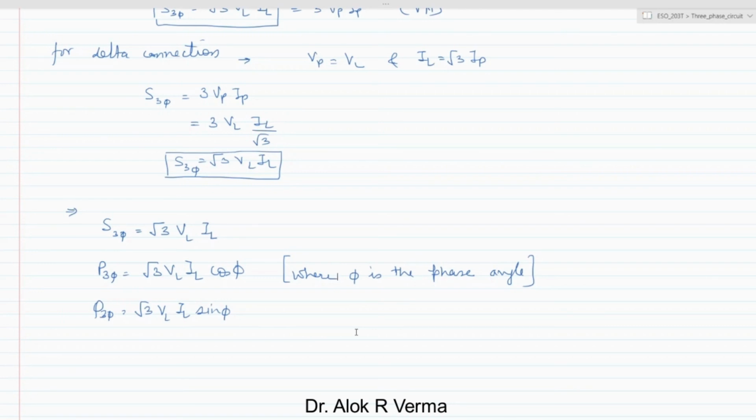With that, we will be closing our three-phase circuits. We'll be solving some examples and the power measurement of the three-phase supply. With that, we'll be closing this lecture. Next time we'll be seeing one or two examples which will be solved using these methods.